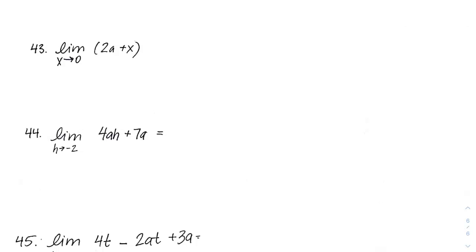Next one. Right, this one looks scarier than it is. Remember, all we do with a limit is sub it in. So sub in 0. What do I sub it in for? There's only one variable. It's the x. a is a constant. We just don't know what number it is. So plug in for the x, and you get 2a plus 0, or just 2a.